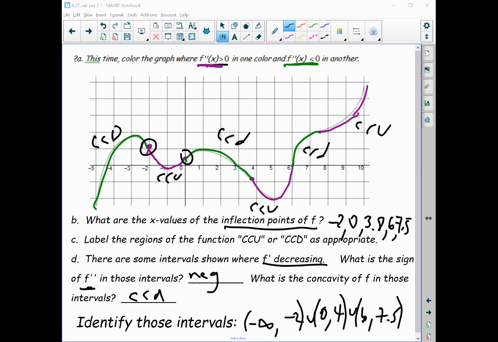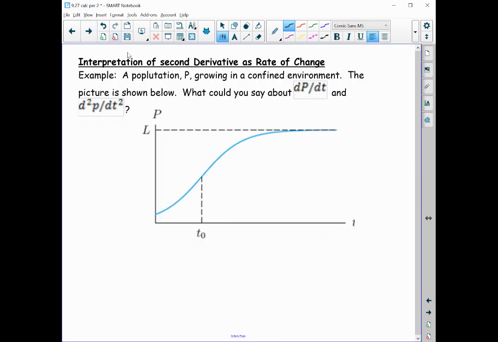Okay, so just a little practice using the second derivative to help you. And now we're just going to do a couple more examples with the second derivative and then call it a day. So next one. Now we're going to interpret the second derivative as a rate of change in the context of a situation.